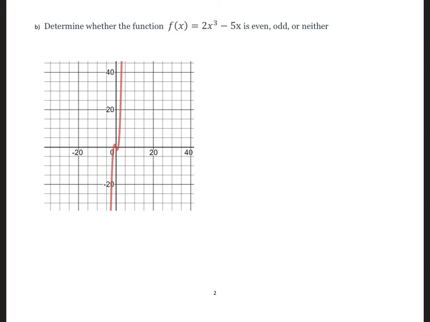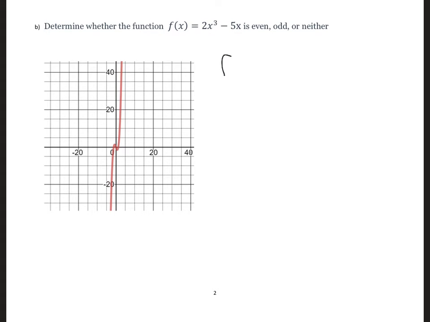So this one we're supposed to check the same thing, and let me look for some clues. I see the exponent is 3, which is odd. The other exponent is 1. So here I might be dealing with an odd function. And I can also check here, it's symmetric about the origin. So let me work it out here.